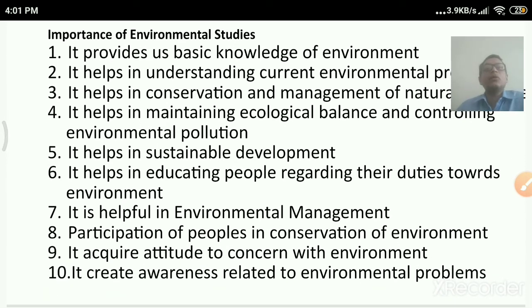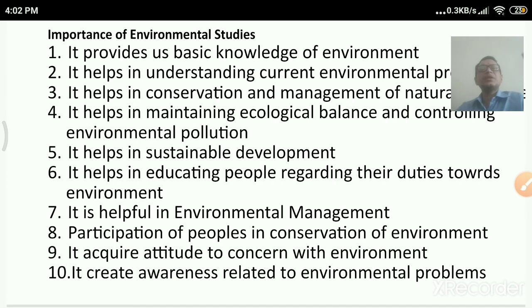What we learn today is that it provides us basic knowledge of the environment. That means what it comprises: abiotic components and biotic components. Biotic components are those that have life. Abiotic components are those that don't have any kind of life. But these living components, if they want to sustain their life, need such abiotic components.